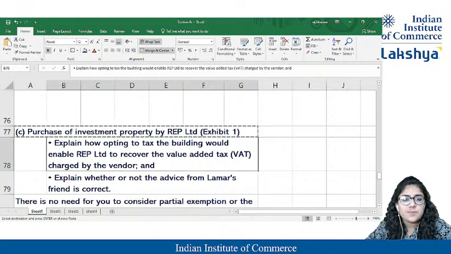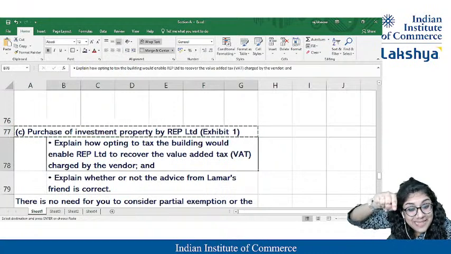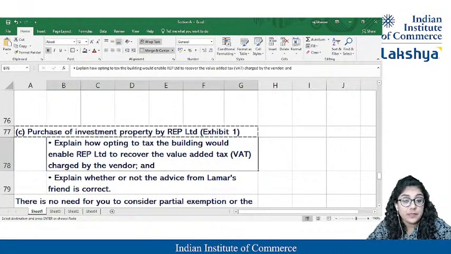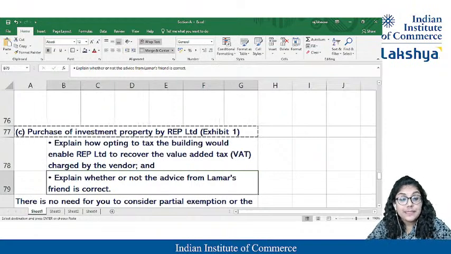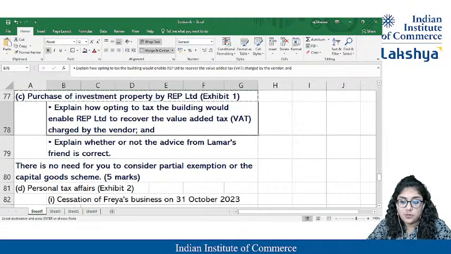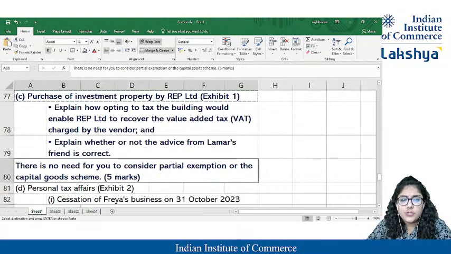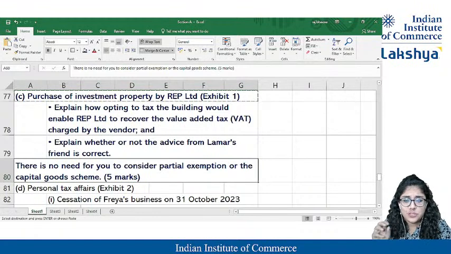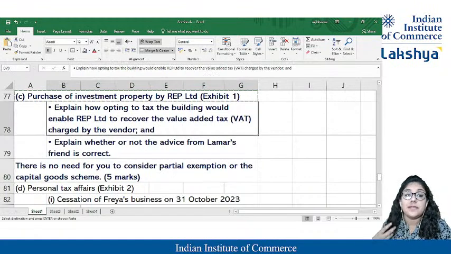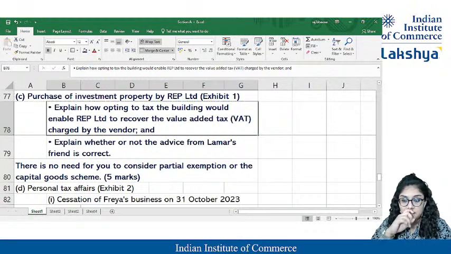What have they asked us? Explain how opting to tax the building would enable REP to recover the VAT charged by the vendor, and explain whether or not the advice of the friend is correct. There is no need for you to consider the partial exemption or the capital goods scheme. That's fine. We need to explain how opting to tax will help us recover the VAT charged by the vendor.